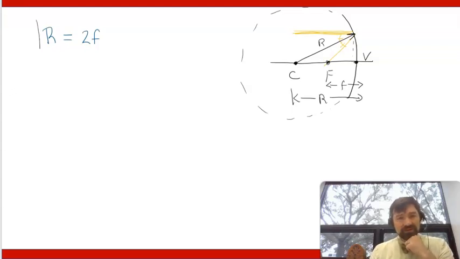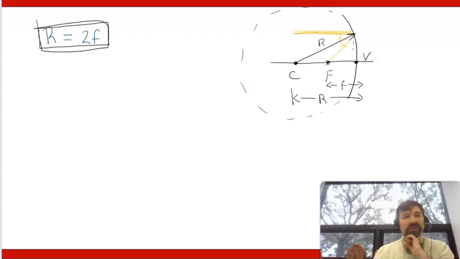But this right here gets us pretty far. For our purposes in our class, r equals 2f. The other equation of interest is the mirror imaging equation, and it looks identical to the thin lens imaging equation: 1 over dO plus 1 over di is equal to 1 over f.